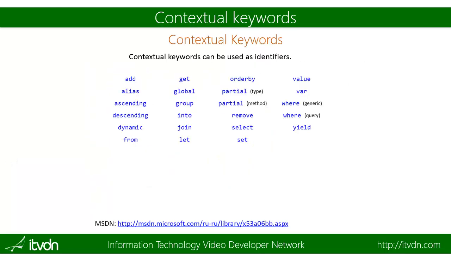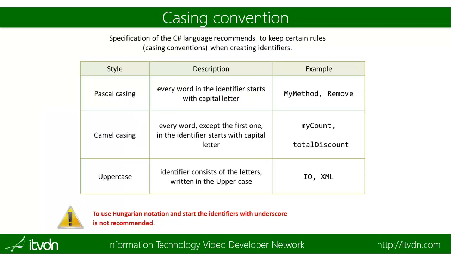Next, we have contextual keywords. Contextual keywords can be used as identifiers. A contextual keyword is different. It is not a reserved keyword. So that's why they can be used to identify variables. As we go on, we'll also take a look at all of these. Let's move to the next slide.